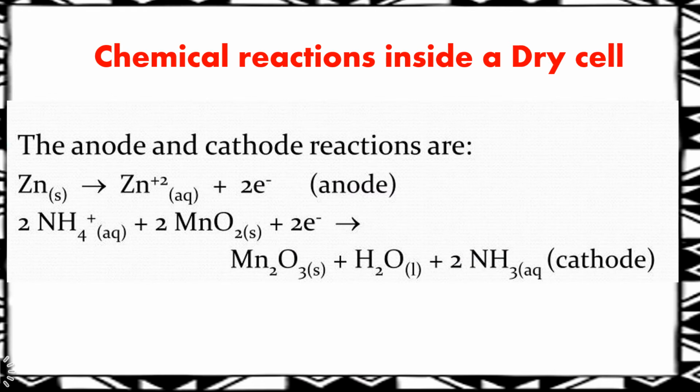These are the chemical reactions that take place inside a dry cell. First, we'll talk about the anode. An oxidation reaction takes place at the anode. You can see the solid zinc is becoming Zn2+ and 2 electrons are given out. And what is happening at the cathode? At the cathode, NH4+ and MnO2 take 2 electrons and we get Mn2O3, H2O and 2NH3 in aqueous form. This is the reduction happening at the cathode.